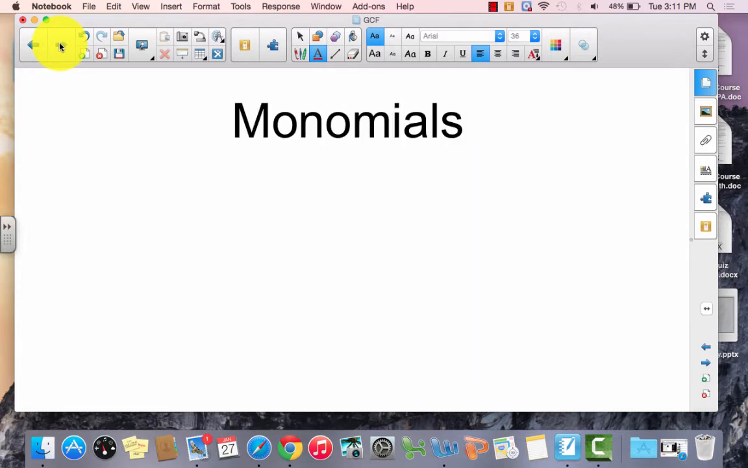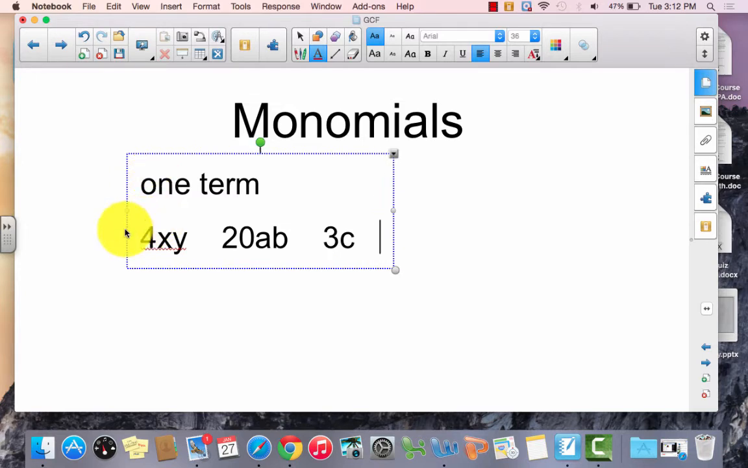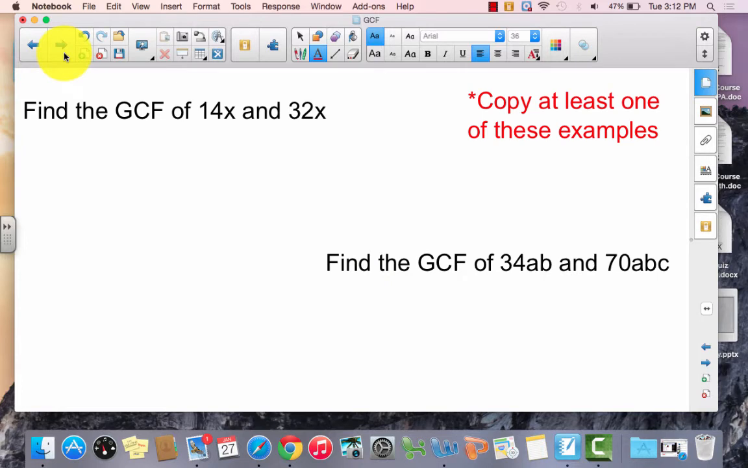We're going to add a little bit of new stuff to this now, so I'm going to be asking you to find the GCF of a monomial. And a monomial is a fancy word meaning one term. The type of terms that you're going to see in these problems is something such as 4xy, or 20ab, or 3c. And you'll notice that there's numbers included, there's variables included, and they're being joined together through the operation of multiplication.